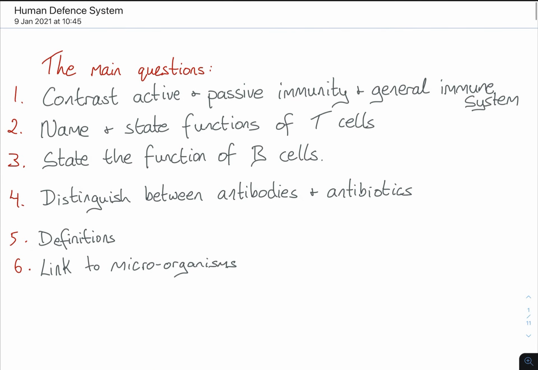That's it, guys, for the human defense system. A lot of students seem to skip this chapter when they're studying because it's not considered to be one of the big chapters, but it does come up, as you can see. The good news is, when it does come up, the questions are very repetitive, and a lot of it's just learning off. So it's definitely well worth doing if it does come up in your exams.